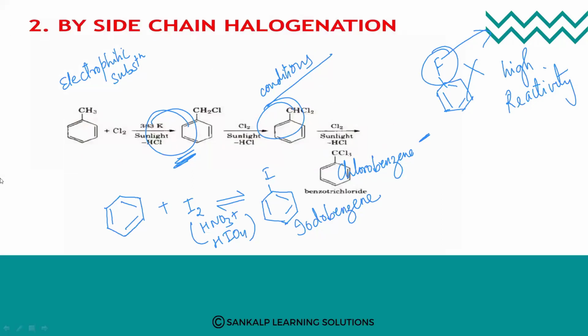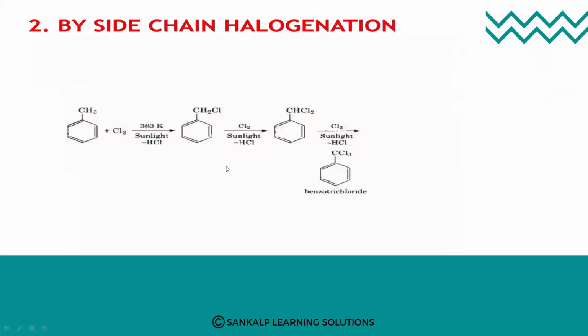Then by side chain halogenation. The halogenation of the side chain of arenes takes place in the presence of sunlight. Sunlight is nothing but your UV light. And it takes place at the benzylic carbon. Now what is benzylic carbon? A benzylic halide has the halogen attached to a carbon which is sp3 hybridized next to an aromatic ring. So this is a benzylic halide, right?